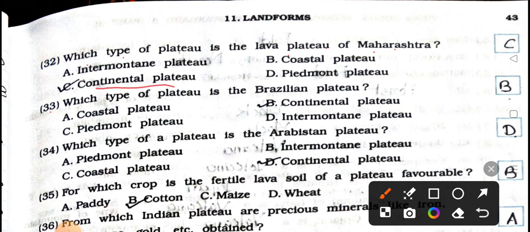Continental plateau. Number 33. Which type of plateau is the Brazilian plateau? A. Coastal plateau. B. Continental plateau. C. Piedmont plateau. And D. Intermontane plateau. Answer is option B.